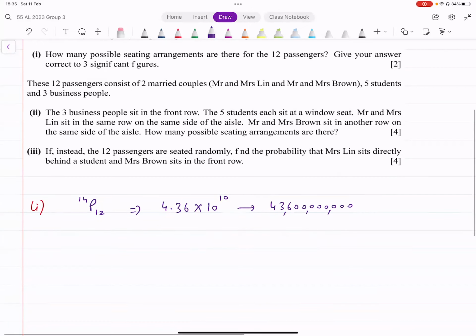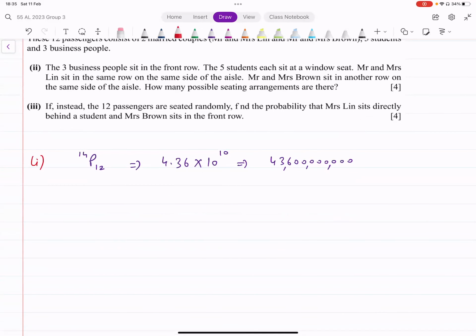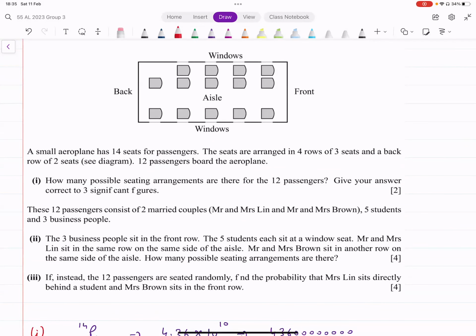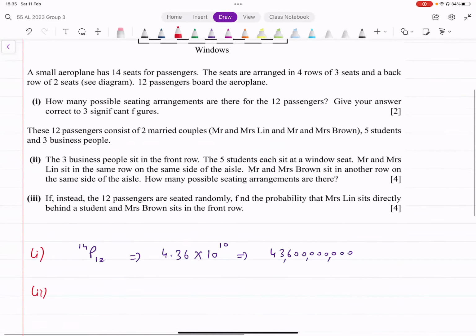इनमें से एक किसी भी एक तरह से लगता है. That's the first part. That's pretty straightforward. Okay. Let's look at the second part. 14 आपके पास places थे, उनमें से आपने 12 को arrange करना था. That's done. Now, let's look at the second part.